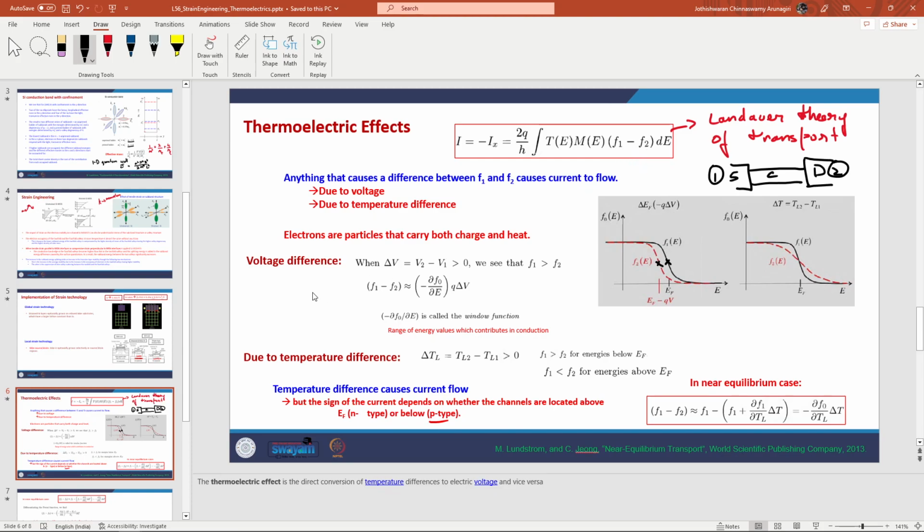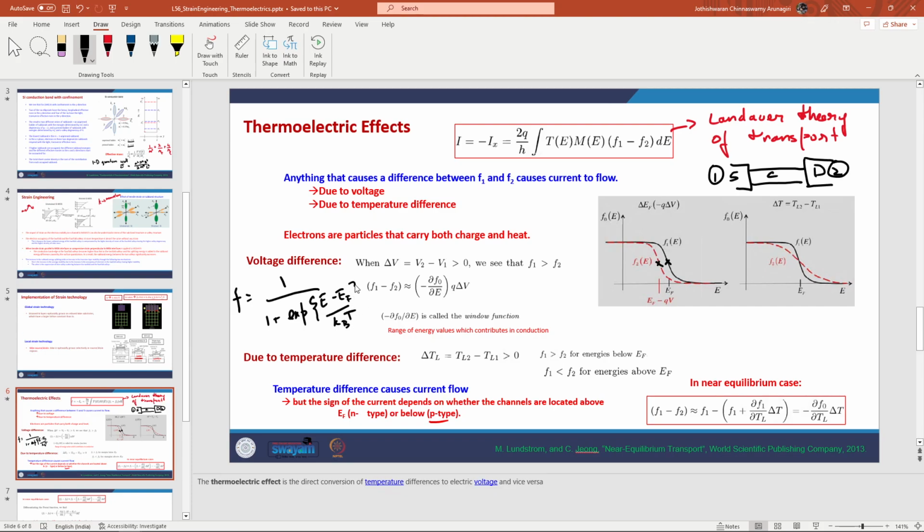Another way, of course, if we again remember that F is equal to 1 upon 1 plus exponential of E minus EF upon KBT.